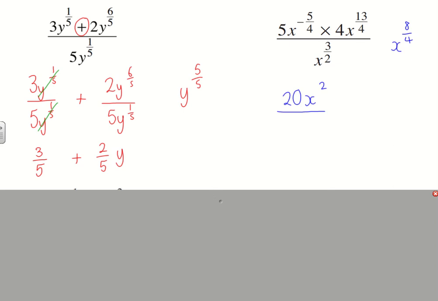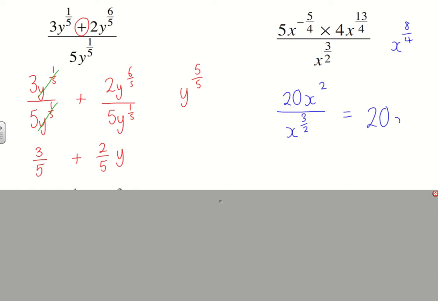And we're dividing that by x to the power 3 over 2. So that's going to give me a 20. And then all I've got to worry about is 2 minus 3 over 2. Well, 2 is 4 halves. And 4 halves take away 3 halves leaves me with 1 half. So 20x to the power of a half.